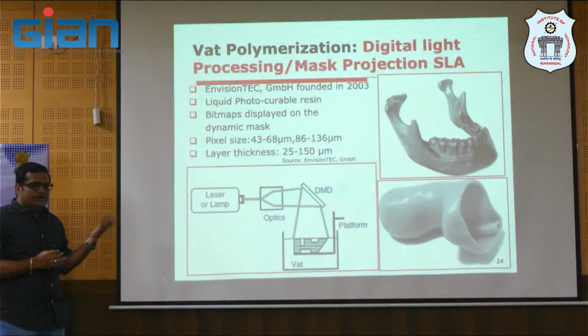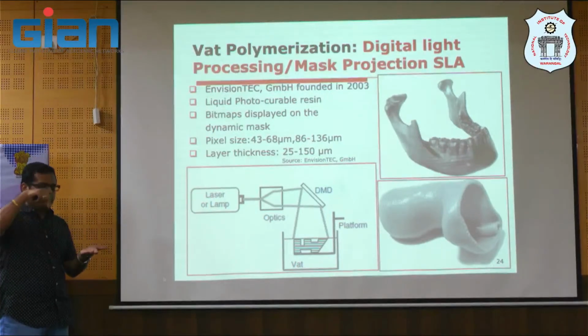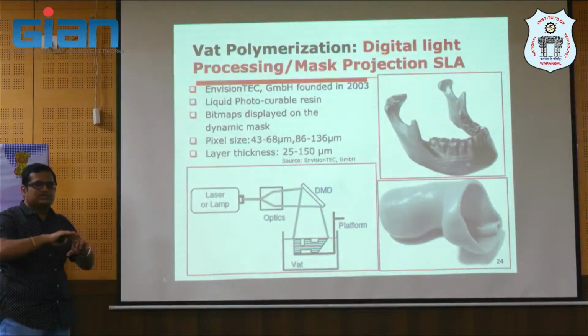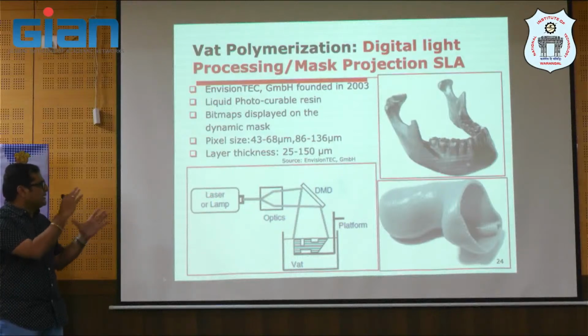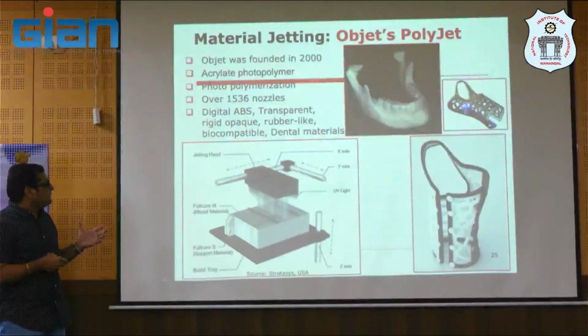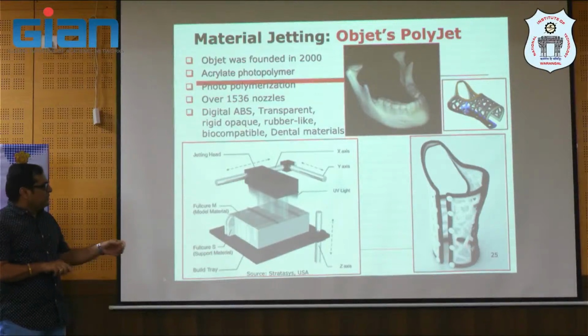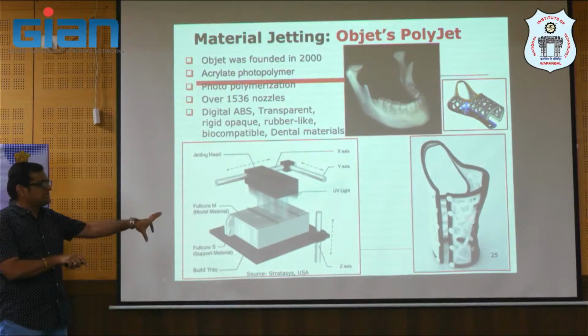And DLP is also the same, but it is a mask-based process. In VAT, it's only point by point with the laser, but here in DLP it's basically a mask. The entire layer can be exposed at once and it will get cured, right? It's much faster than the previous one, and again you can get a transparent material here also. And multiple materials: if you see these wrist splints, the outer part is a flexible material, but where the bone part is, you have a rigid material.